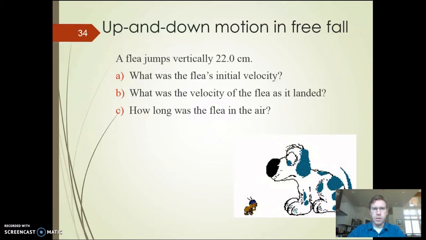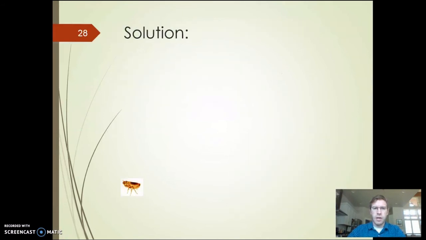All right, so hopefully you've paused and given it a try on your own. Here's my solution written out for you. So first things first, we need a picture. So I got a picture here of a flea, and what its path is going to look like.